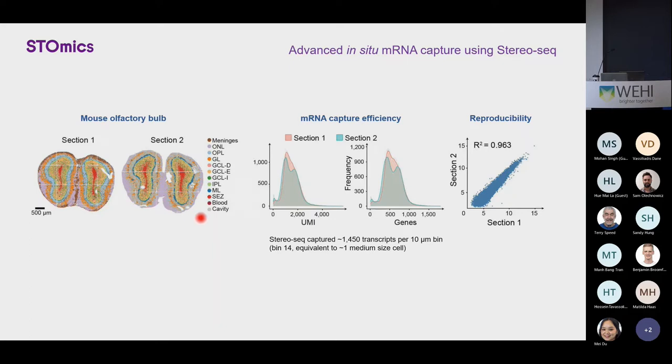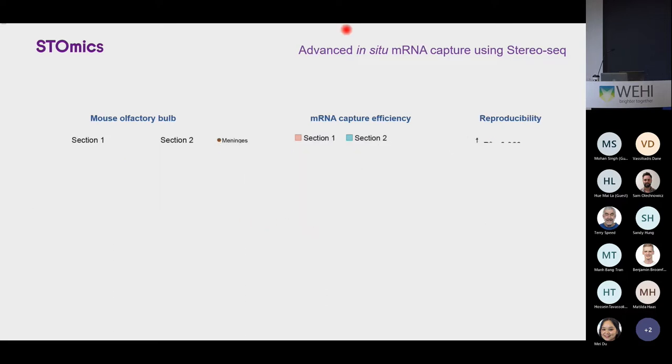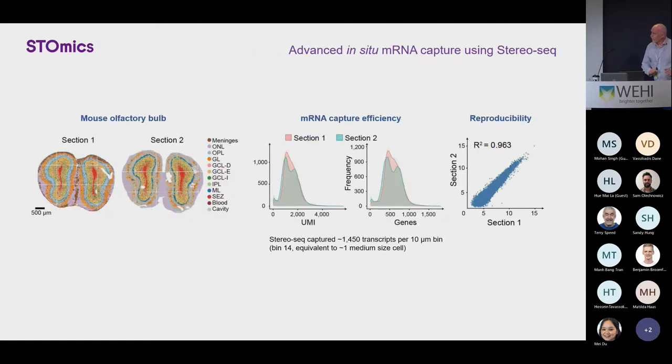Next, we looked at the mRNA capture efficiency. We went down to the 10 micron square bin, and we're able to see 1,450 transcripts per 10 micron square bin, which is roughly the equivalent size of a cell, corresponding to about 500 or 600 genes in that 10 micron bin. And we also see good reproducibility between the two sections. Next.